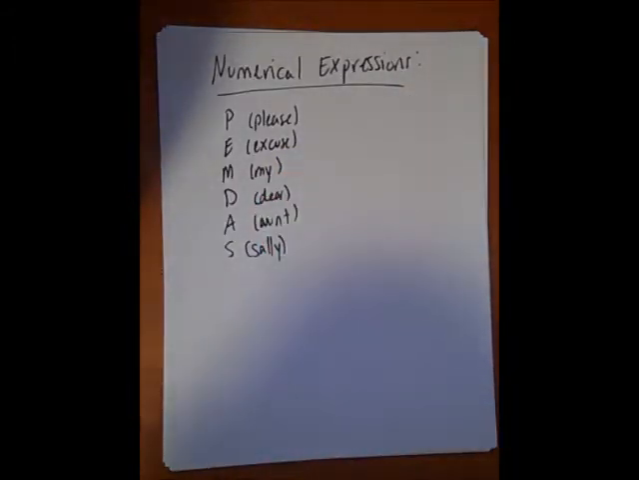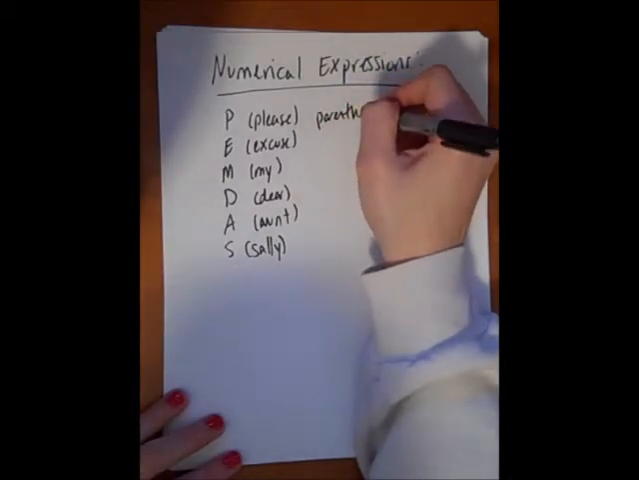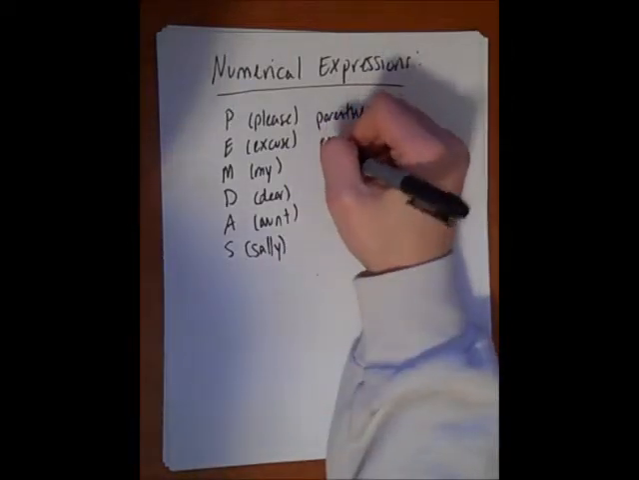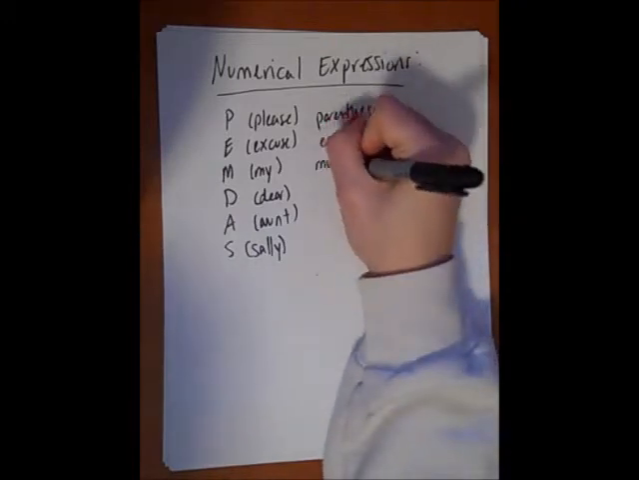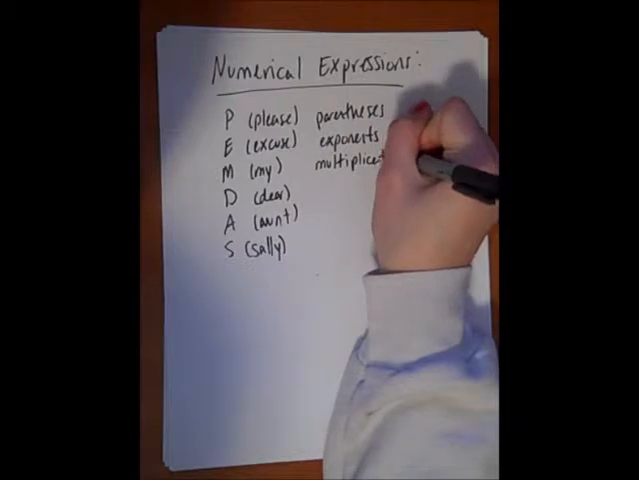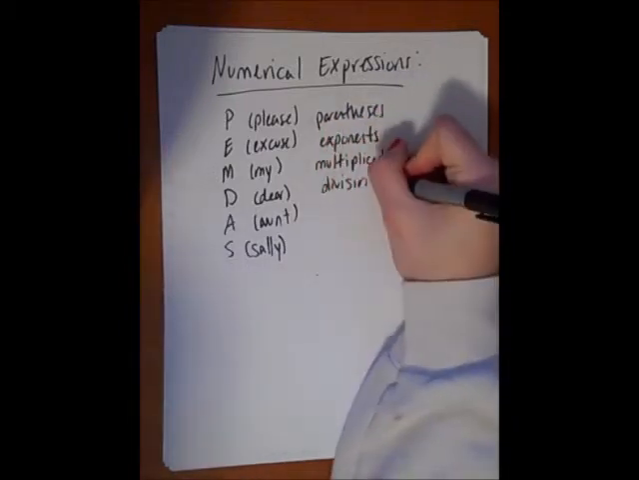Now what do these stand for? The P is parentheses. That's what we do first. Whenever you see an expression that has parentheses in it, that's what you're going to do first. E is for exponents. Then comes multiplication and division. These are kind of together. It doesn't necessarily matter which one you do first. So I'll kind of group those together.